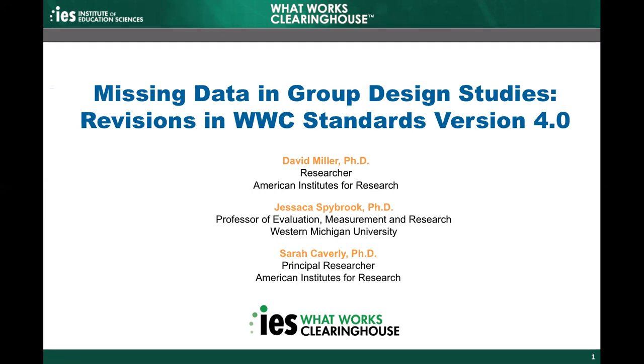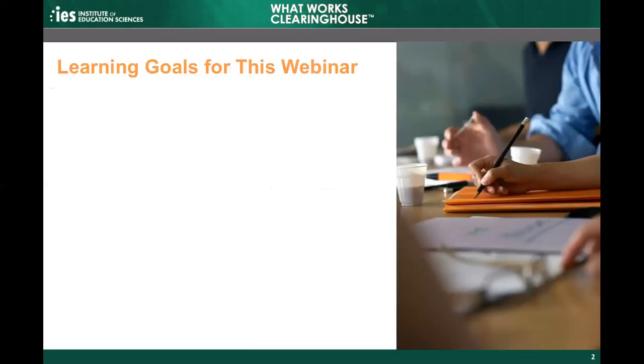On today's webinar, we will discuss how missing data can lead to bias under different scenarios, and present an overview of the updates in the WWC Standards version 4.0 for reviewing studies with missing or imputed data. Dr. Spybrook will share information about acceptable methods for addressing missing data under the version 4.0 standards, and Dr. Miller will present strategies for assessing potential bias from missing or imputed outcome data and calculating baseline equivalence in studies with missing or imputed data. Throughout the webinar, you can share your questions with the presenters in the chat box, and we'll have time at the end for Q&A to address some of those questions.